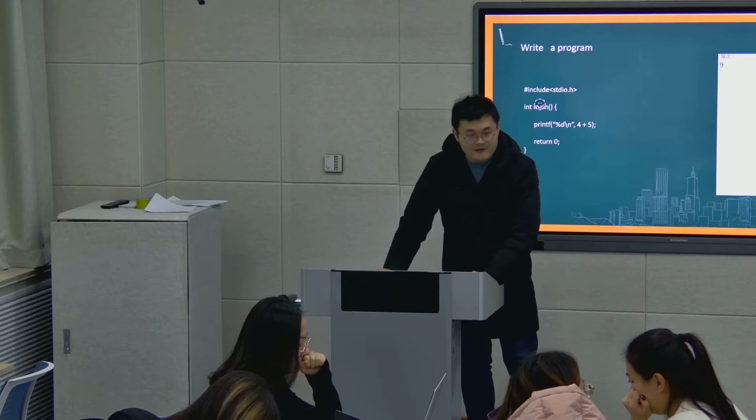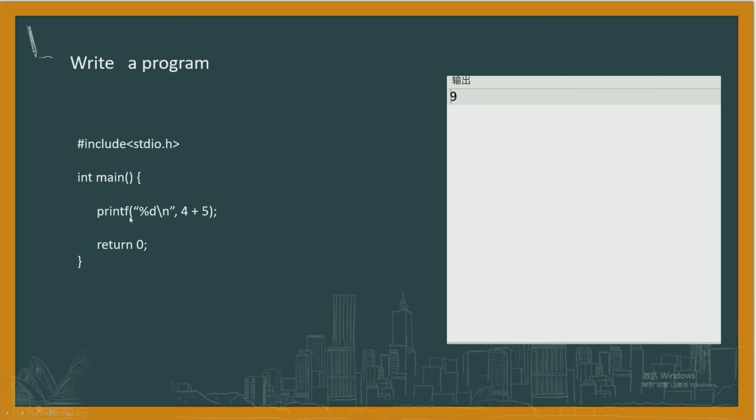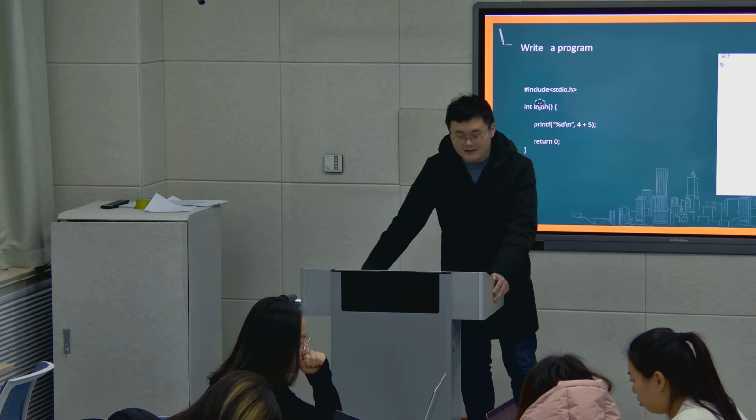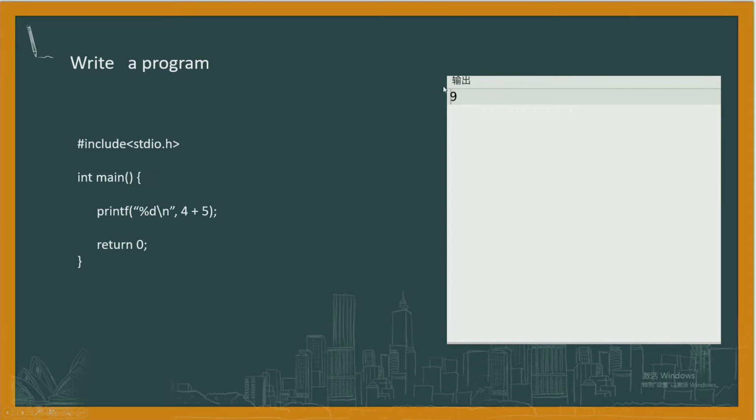And we have a main function, right? int main. And finally we return 0. So here is the function. The main phase is only this line, printf, and you will print an integer. Here you can see we output 9, which means 4 add 5 equals 9. So everyone, let's try to write this program and output the correct answer.